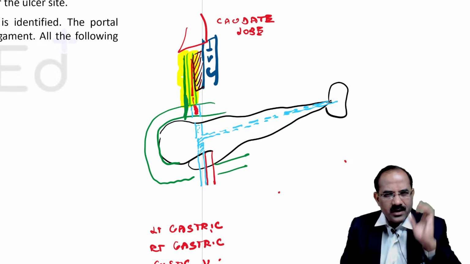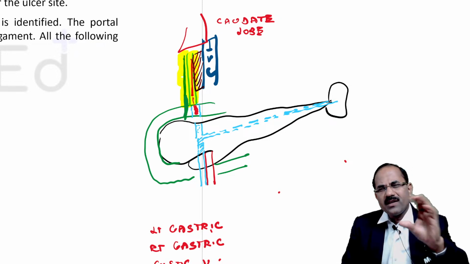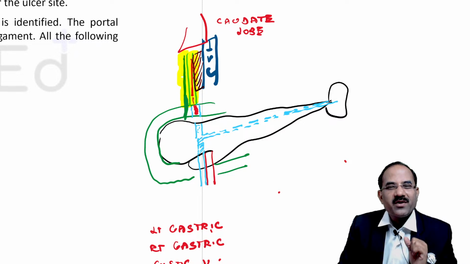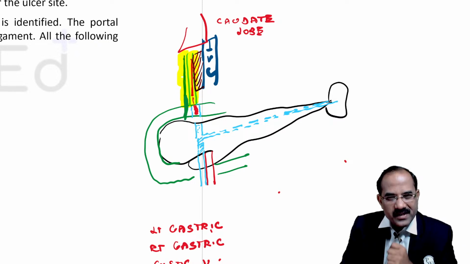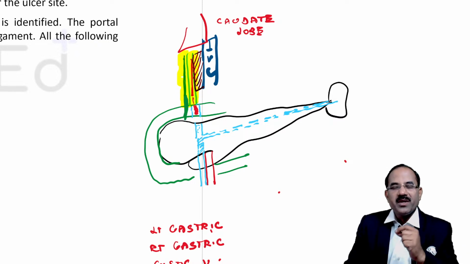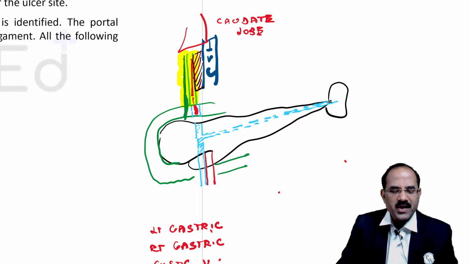A very important clinical MCQ. Ulcers कहाँ पे होते हैं? Where are the ulcers formed? In the first part of the duodenum. Which wall? Posterior wall. Correct? If there's an ulcer in the posterior wall of the first part of the duodenum, which artery is it going to erode? Come on, बच्चों, which artery is it going to erode?